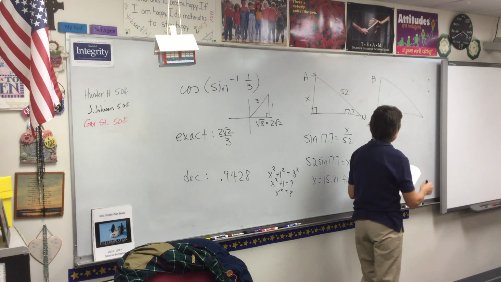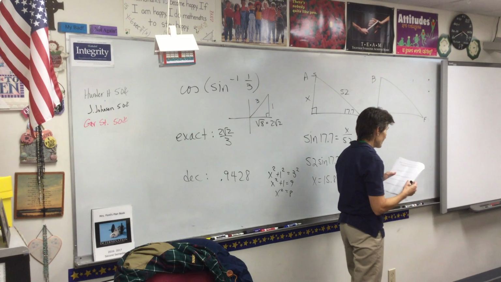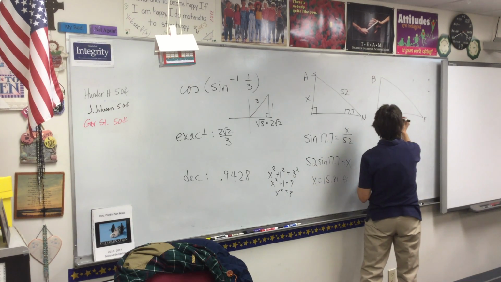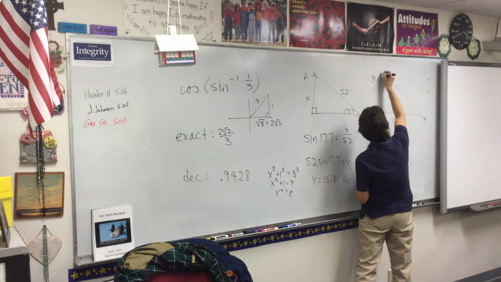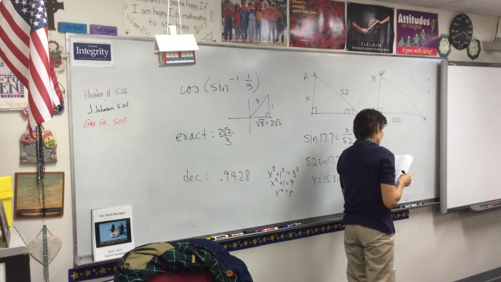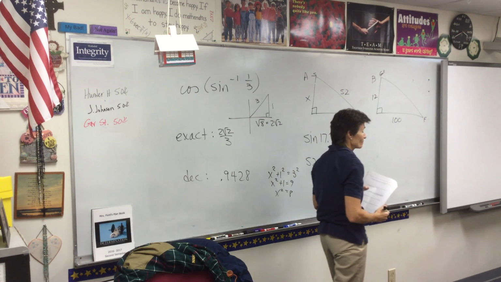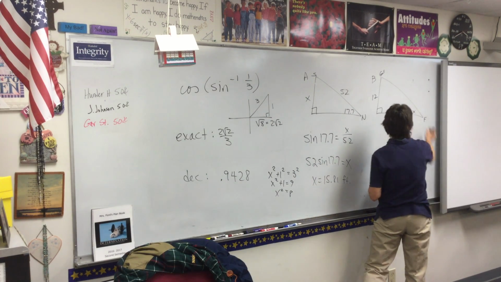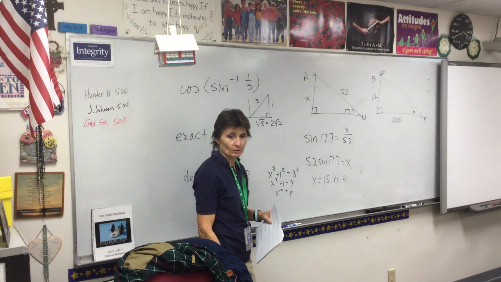Now we have a fish in the water 100 feet from shore. Where's the 100 gonna go? On the bottom. And he spots a seagull on a jetty that is 12 feet tall. What is the fish's angle of elevation? How does that picture look to everybody?